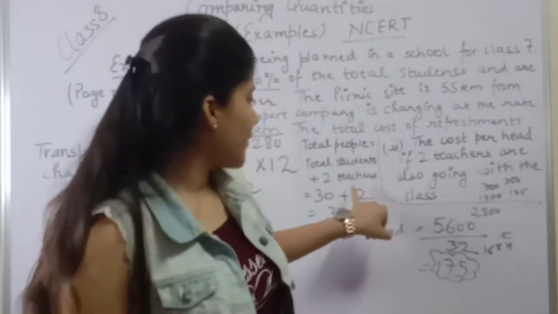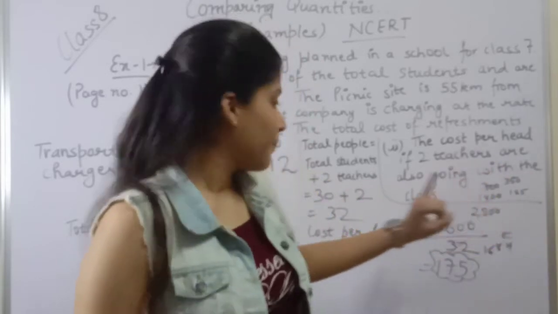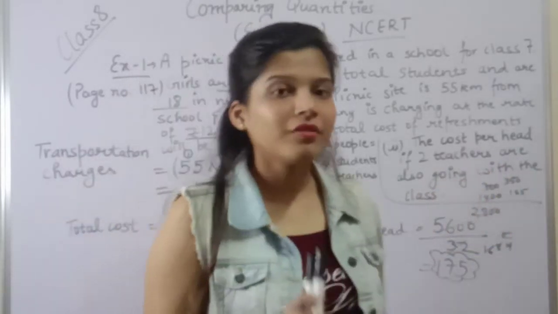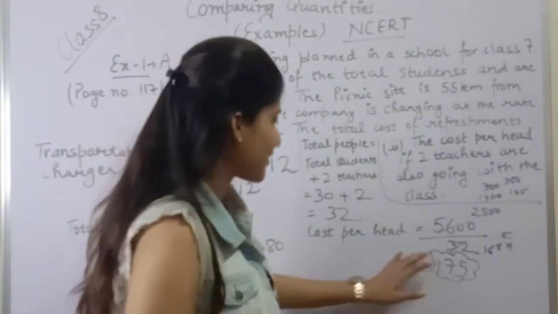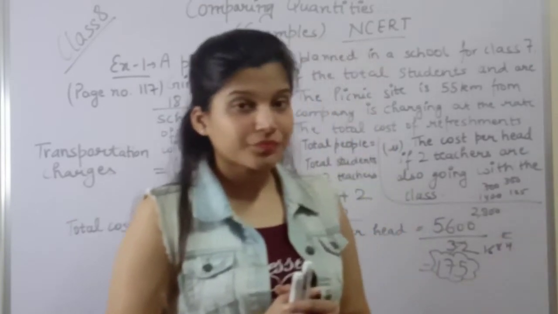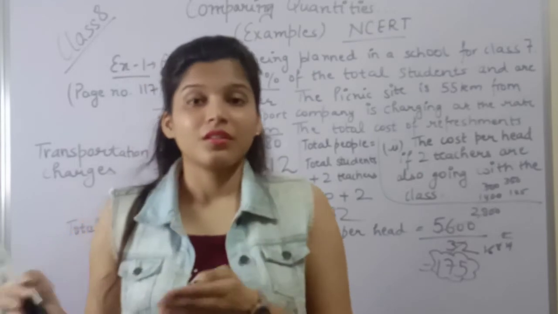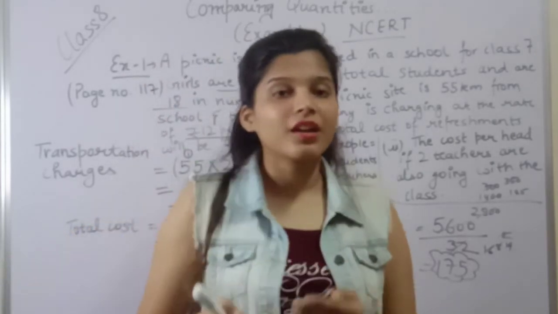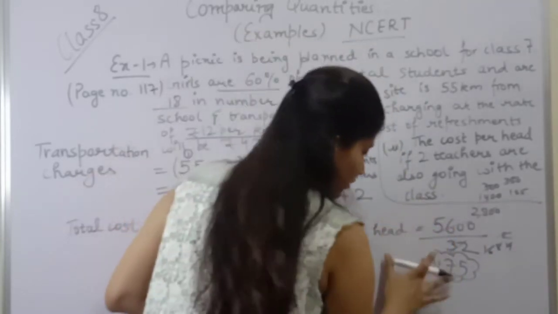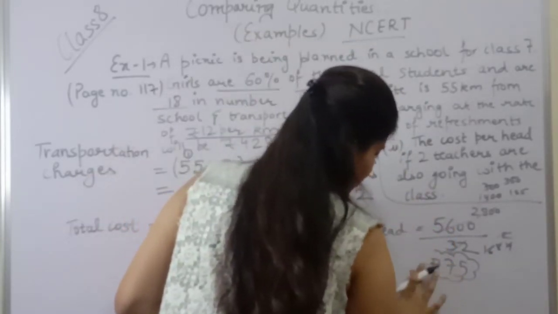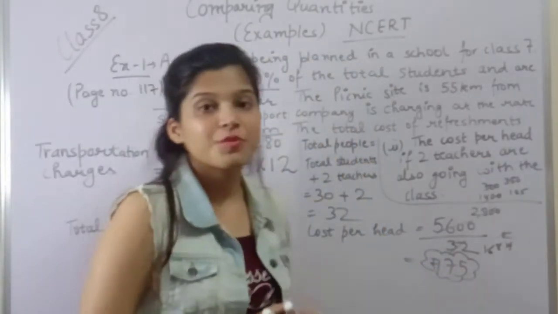So 30 students plus 2 teachers, as it is said that 2 teachers are also going with the class. So 32 total number of people. Now for cost per head we will divide 5600 by 32. Okay, so we'll get the cost per head, meaning the cost for each child and the 2 teachers separately, that is 175 rupees. ₹175 is the cost per head.